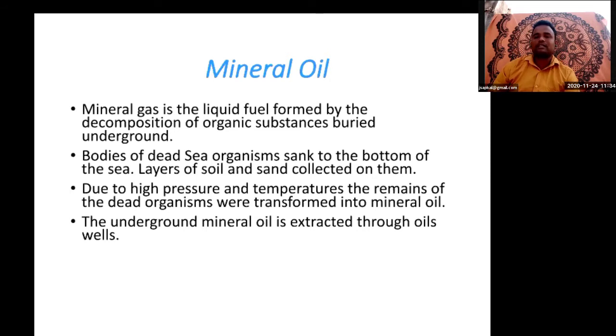Pesticides, you can see, farmers spread on the crops. Perfume is something we use regularly. So these are the uses of mineral oils. Okay, so the next part is natural gas.